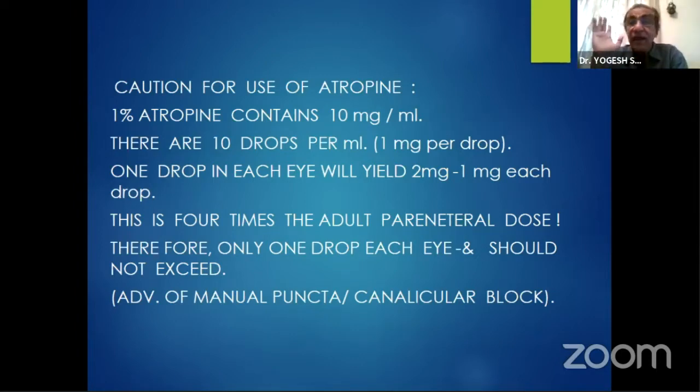That's why we always say you block the puncta for at least 15 minutes when you are instilling an atropine drop in a child of more than 4 years. If there is a necessity, because usually I give only home atropine, very rarely, when there is a spasm or a very high hypermetropia. After 6 to 8 years, I usually give cycloplegics like cyclopentolate or tropicamide. But when I find that it is not reacting, I go for atropine.